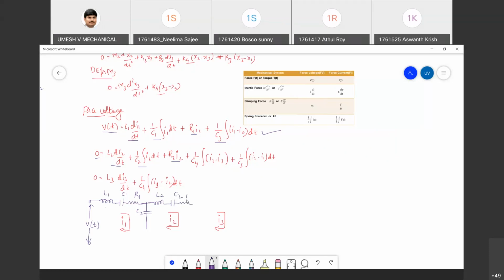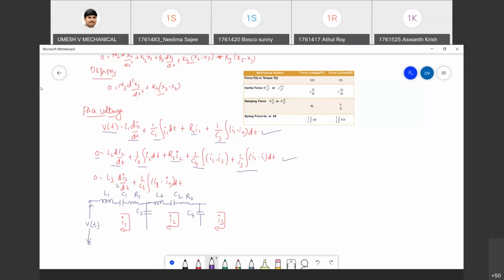This will be R2. Then C4 is common for both the I2 and I3 loop. So I3 here will come, this will be C4. Is it right? Then the last term, C3, is connected to both I2 and I1. So C3 is already done. The second equation is done.